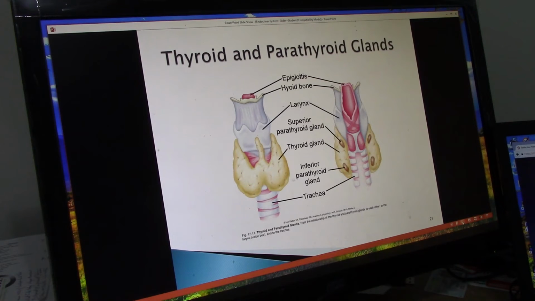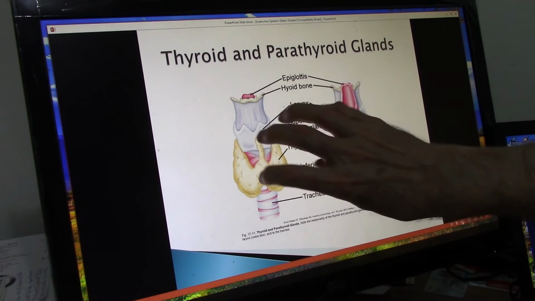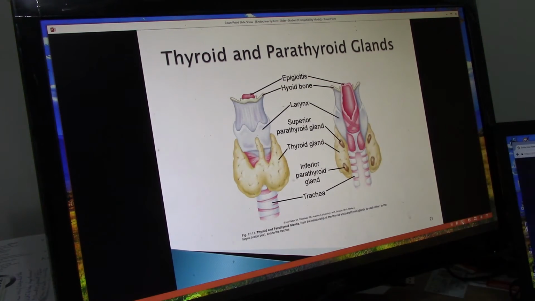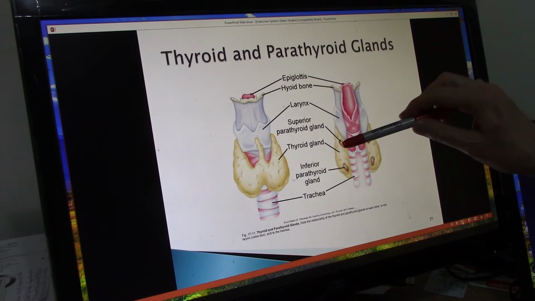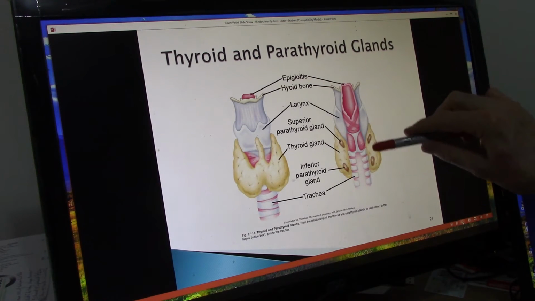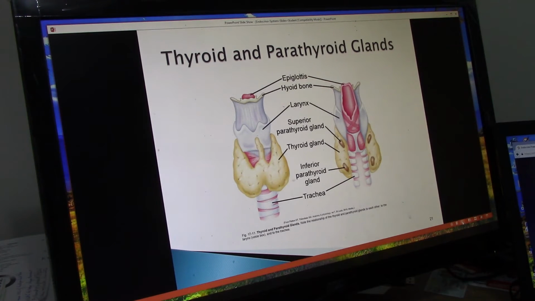Now, the thyroid. The thyroid, of course, is right in the central neck area, and it wraps around the inferior larynx area. And on the posterior side of the thyroid, you'll notice these parathyroid gland areas, which are just little regions of slightly different tissue, but very, very important different function of tissue.